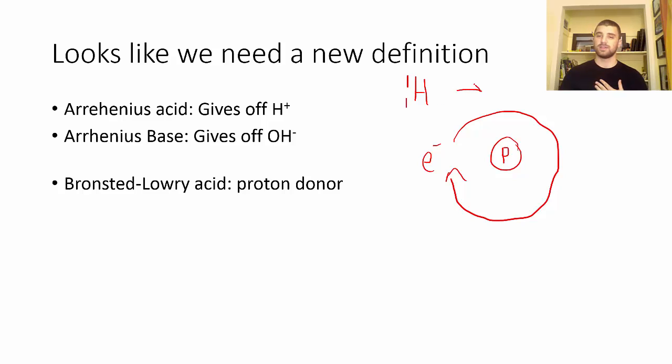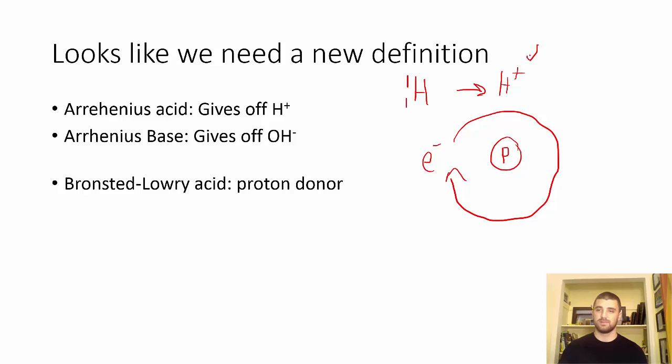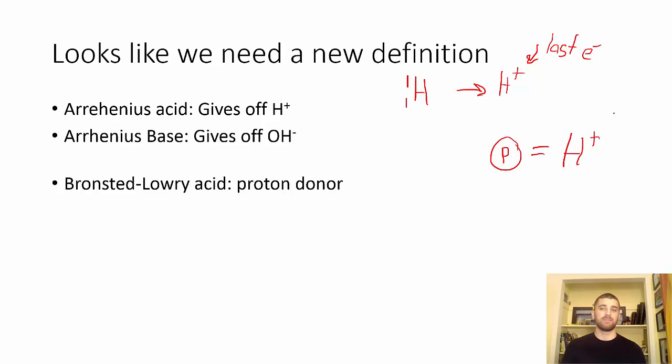How do I become H plus? Well, if it's positive, it must have lost an electron. So let me get rid of that electron over here right now. And what are we left with? It's just a proton. So really, a proton is an H plus ion. They're the same thing. So when we say, by this definition, that it's a proton donor, we're really saying the same thing. We're just using different words to say it. We're being more general. We're saying H plus. We're just going to call it a proton.